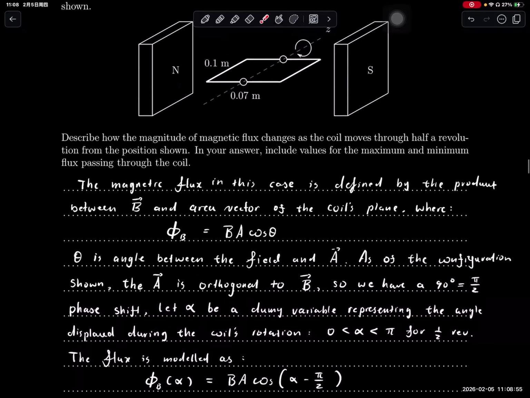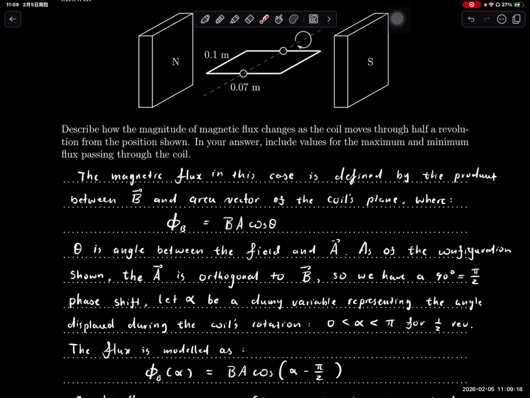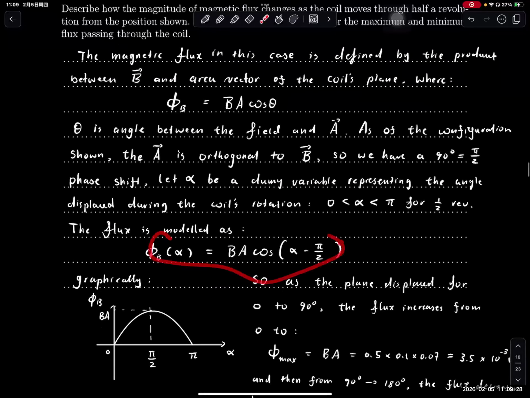We want some variable that starts from zero, so we can analyze this whole situation going from initial to final instead of going from 90 degrees to something. So we define a dummy variable alpha that represents the angle displaced during this motion. Angle alpha goes from 0 to 180 degrees, representing half of a revolution. So phi in terms of this alpha will be expressed with a 90 degrees phase shift, and then you can plot this function.